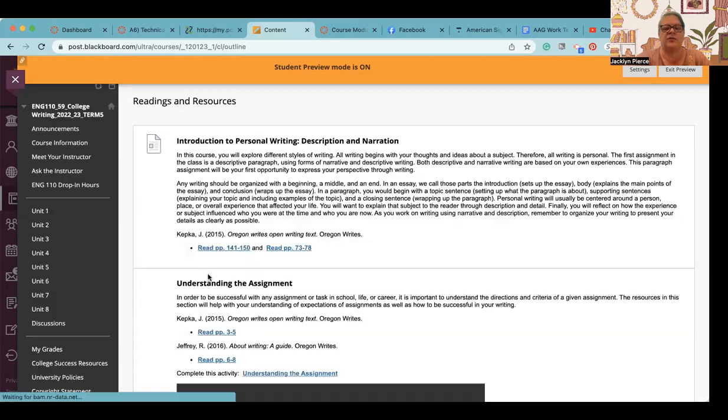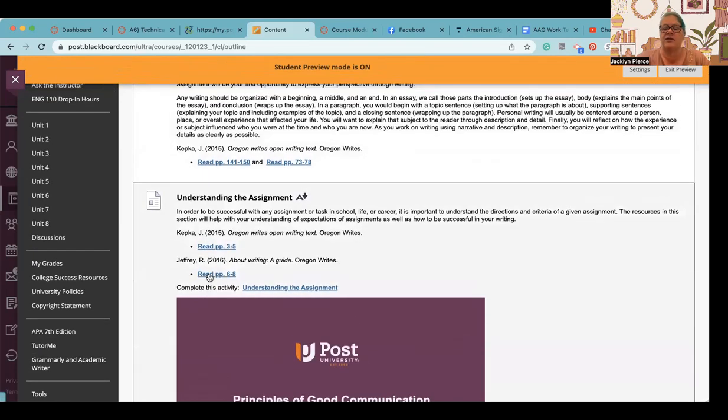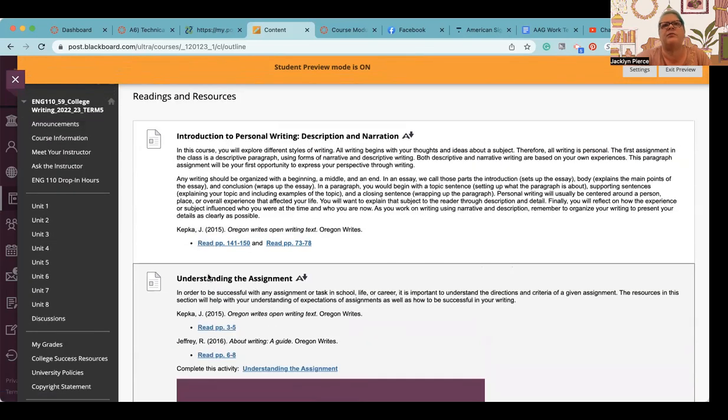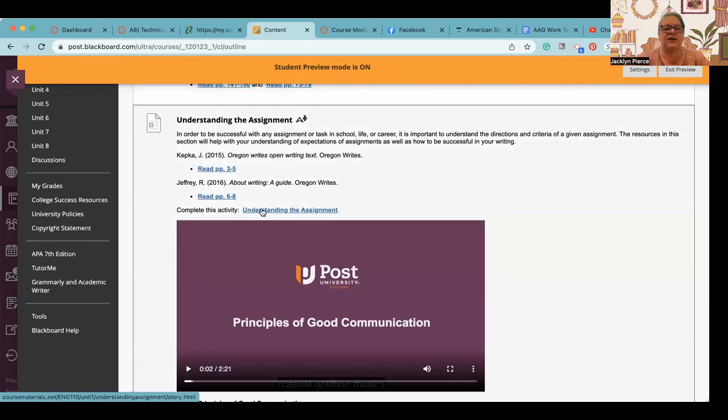Then you should click on the readings and resources. Within that folder, these are your assignments. So if you were taking an in-person class, for example, this is what you would be expected to do outside of class. This is your homework. So sometime early in the week, you want to make time to do your readings and resources. There are going to be links to textbooks. There are going to be activities.